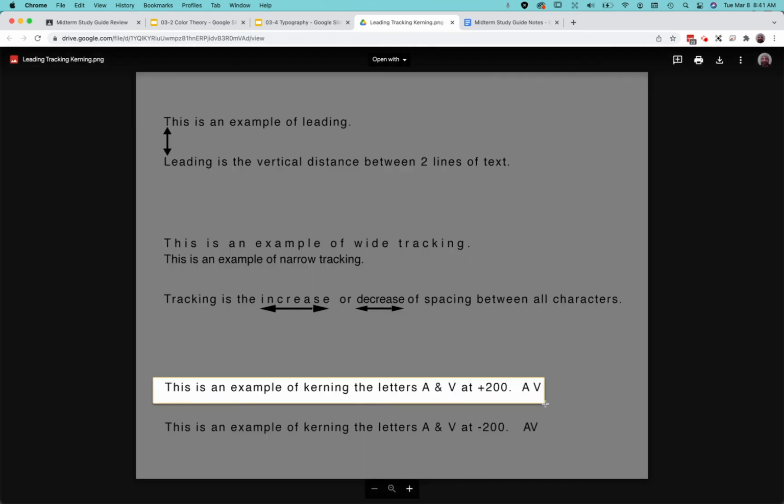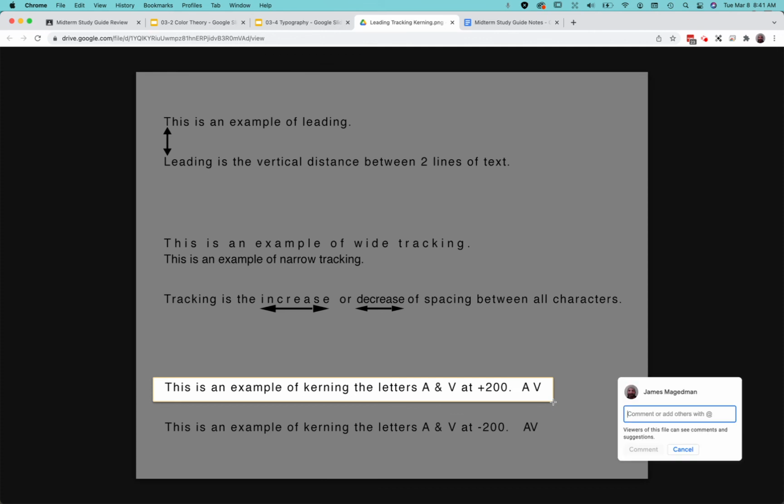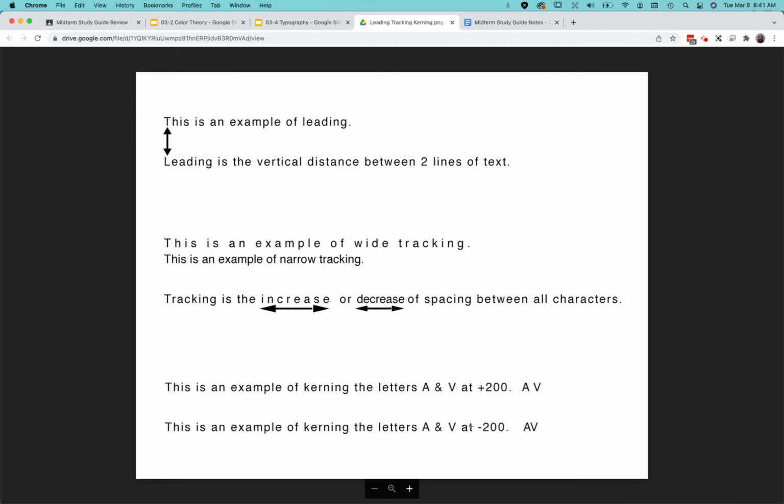This is an example of kerning the letters A and V at plus 200, and below is at minus 200 right here. Notice that the plus separates the letters out more, and the minus pushes them in more and allows them to overlap. Now, the difference between kerning and tracking is that tracking affects all the letters in a sentence, in all the words, and kerning is just particular letters, such as A and V, or maybe even A and W, that can overlap. Putting them closer together makes it look less weird, for lack of a better description.